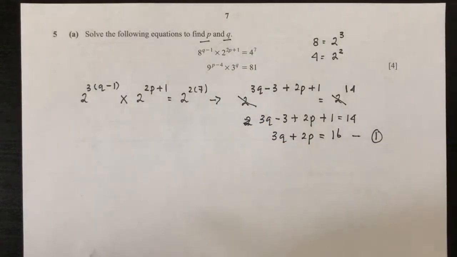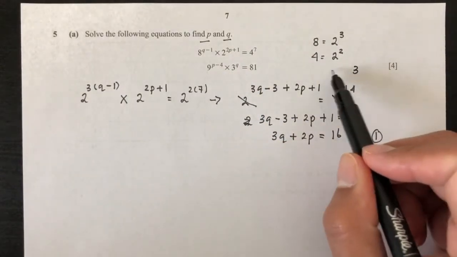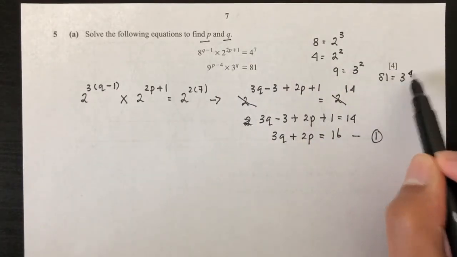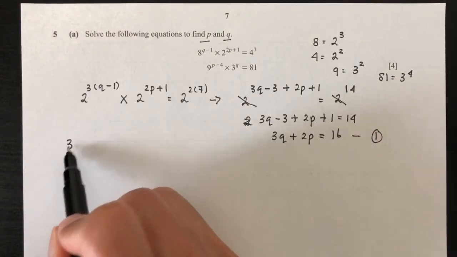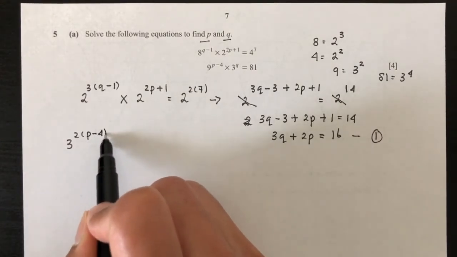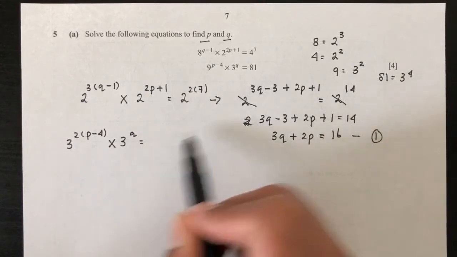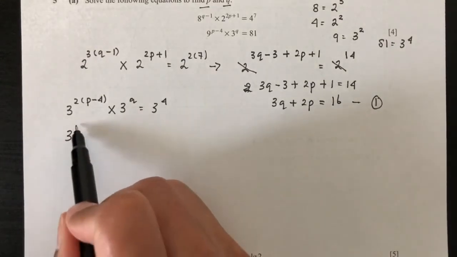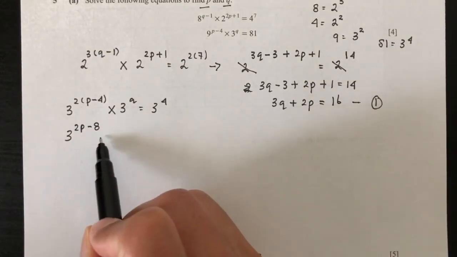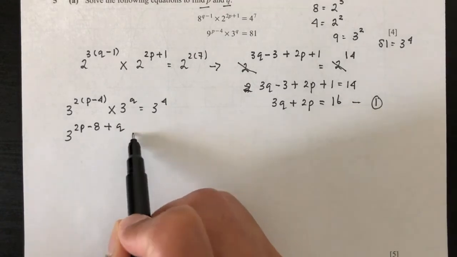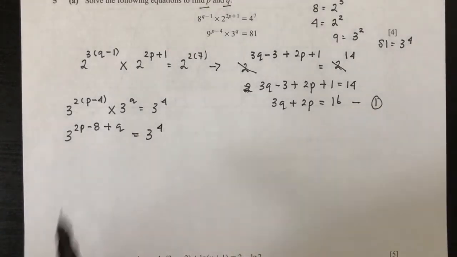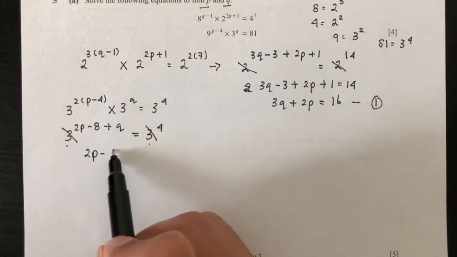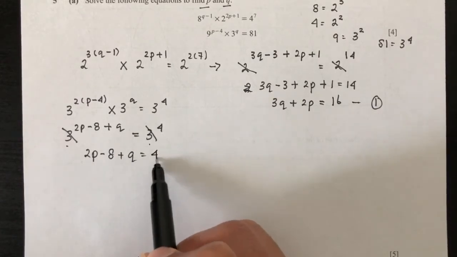Now for this one, the same thing as well. 9 is 3 power 2. 81 is 3 power 4. Replace, you will have 3 power 2p minus 4 times 3 power q equal to 3 power 4. Now this becomes 2p minus 8. When you multiply, it is plus q equal to 3 power 4. Now when you have 3 on both sides, we can cross them out. So you will have 2p minus 8 plus q is equal to 4.